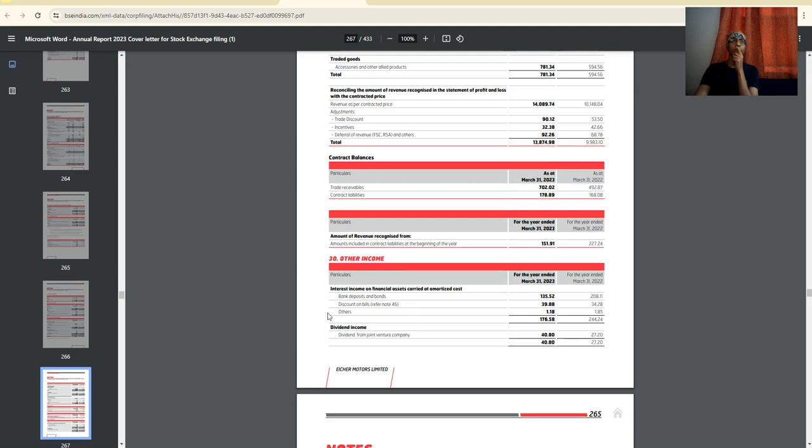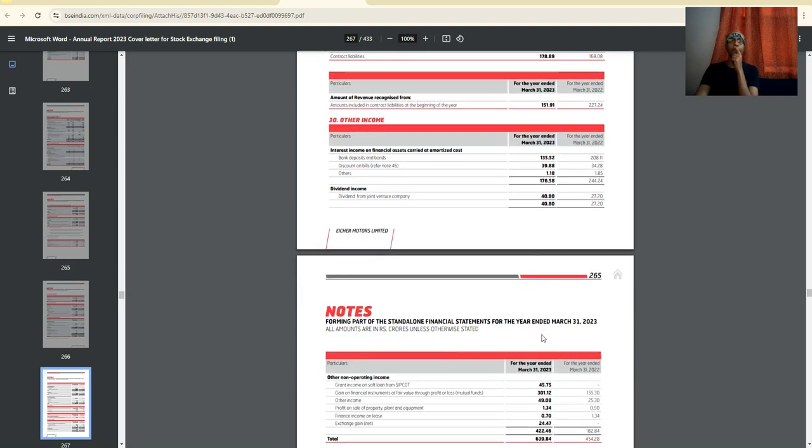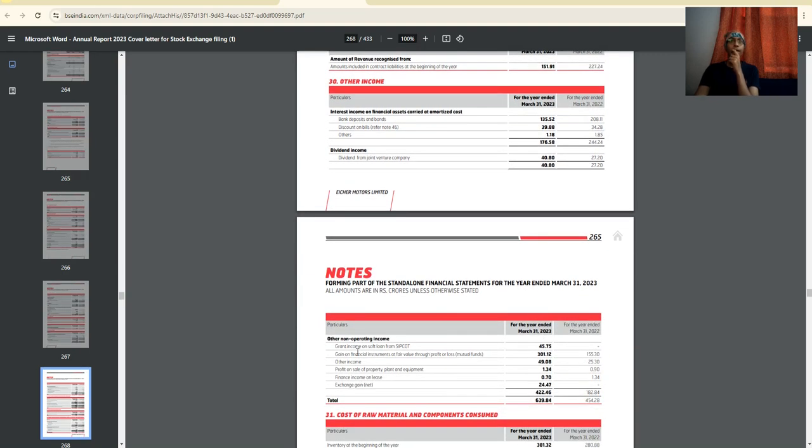Other income: bank deposits, dividend from joint venture companies, grant income on soft loan from Spicot, gain on financial instruments. This is a big number, 301. So half of it is from the mutual funds, right? Half of the income is coming from mutual funds. A little bit is coming from lease. Exchange gain is also there. So out of 639, 301 is coming from mutual fund income.